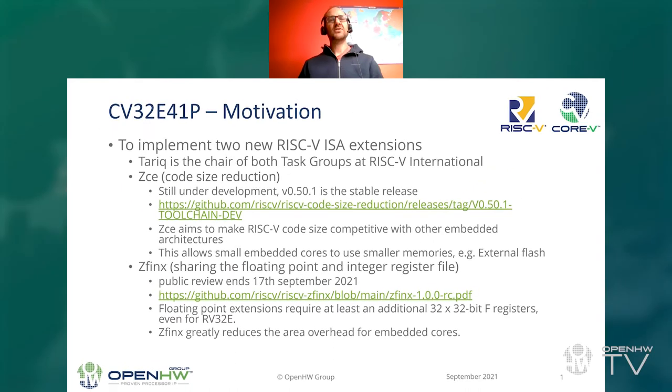So the first one is Zce, which is the code size reduction extension. It's currently under development. There is a stable release, V0.50.1. You can easily find it on GitHub if you search for RISC-V code size reduction. You shouldn't have any problem finding the release tag and the current version of the spec, of course.